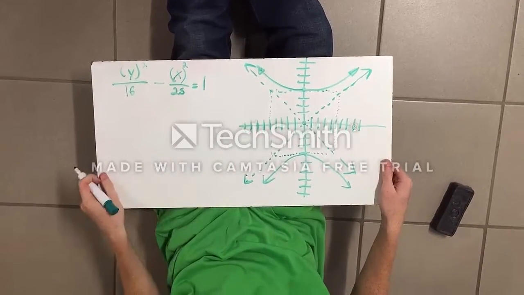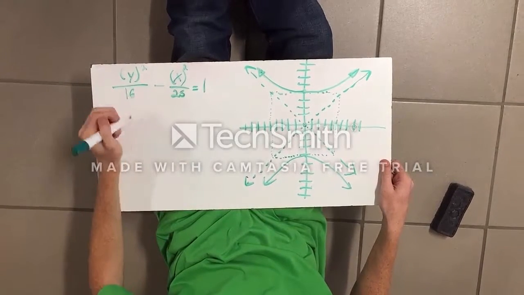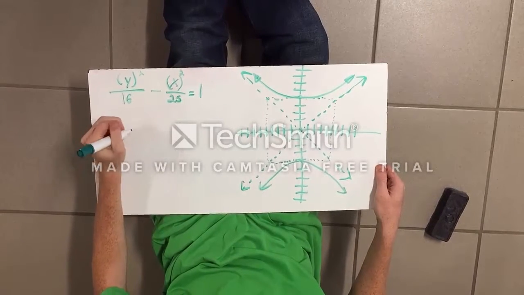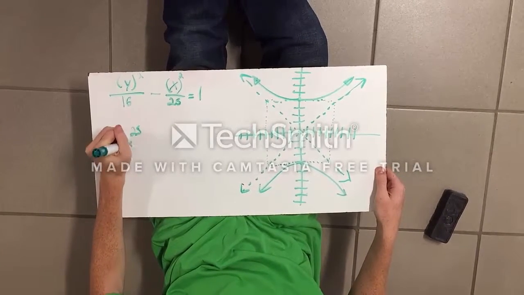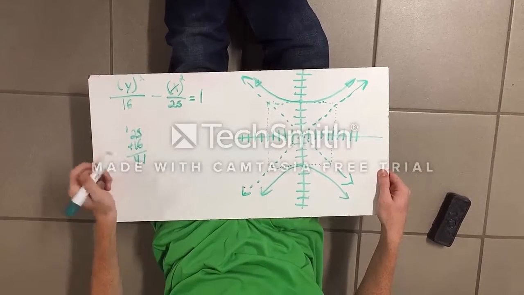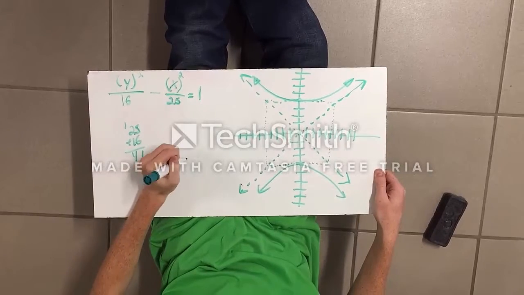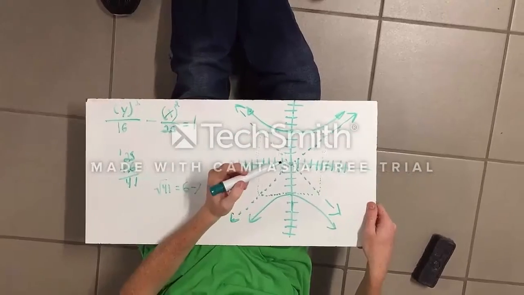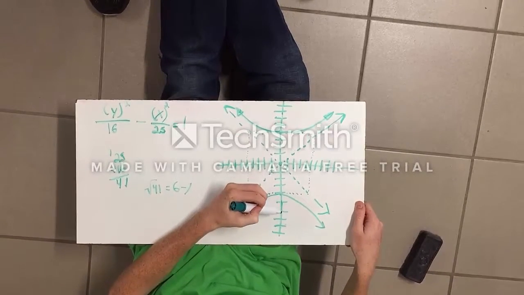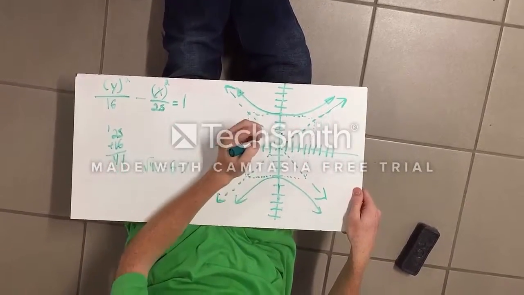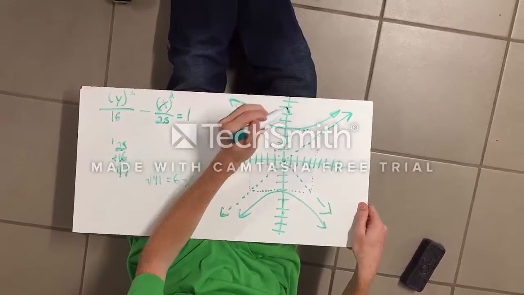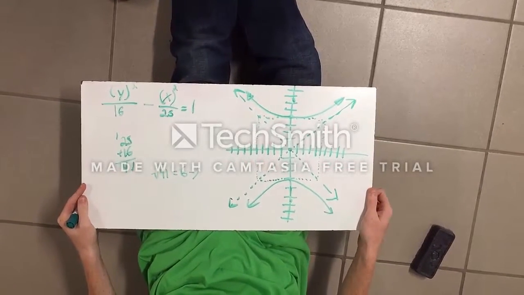Alright, and then now to find the foci, you add the 16 and 25 together, and then you're going to square root it. So 25 plus 16 is 41. And the square root of 41 is between 6 and 7. So you're going to count down 1, 2, 3, 4, 5, 6, and put it right about there. And then counting up 1, 2, 3, 4, 5, 6, you want to put it right about here. And that's how you graph a hyperbola.